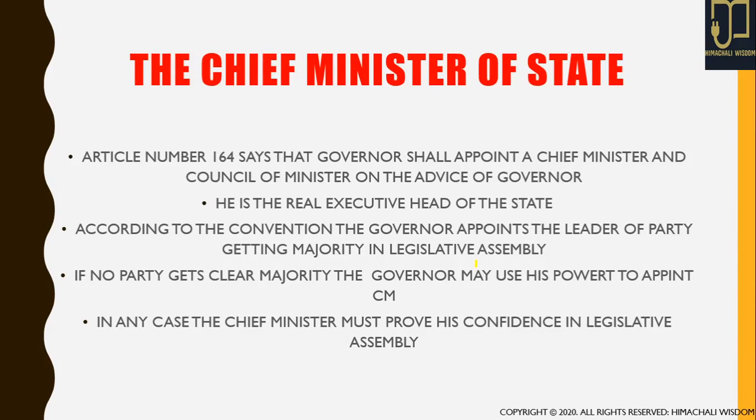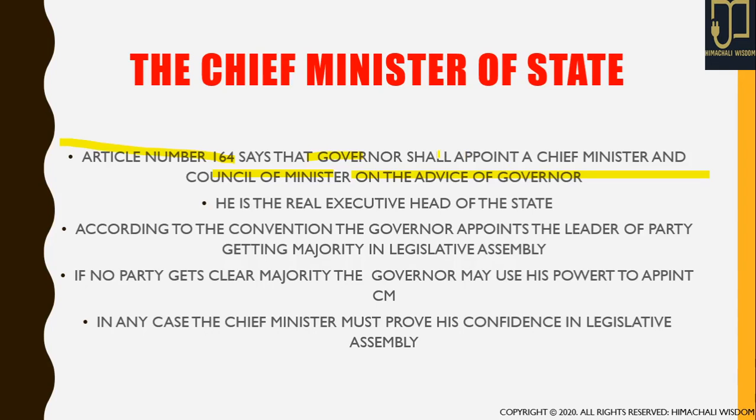Now let's discuss the second part of the executive at the state level, that is the chief minister of the state. The chief minister of the state works the same as the prime minister of India. According to Article 164 of the constitution, the governor shall appoint a chief minister, and the council of ministers on the advice of the chief minister.